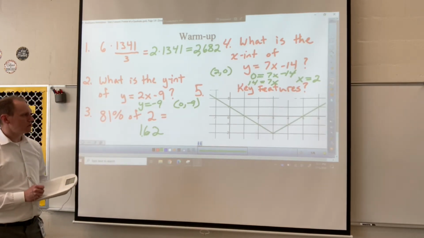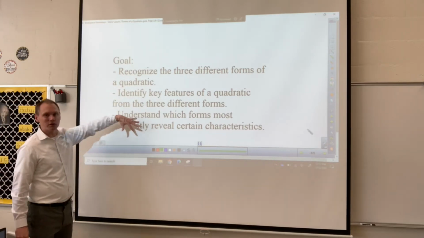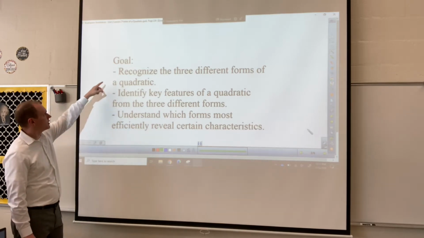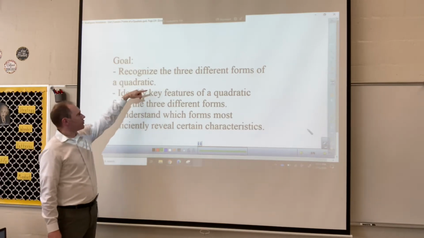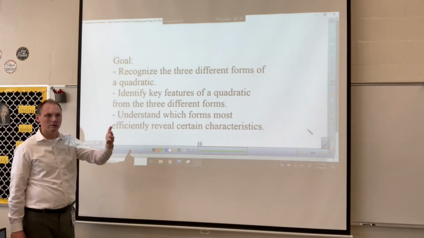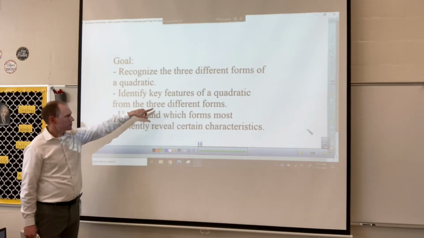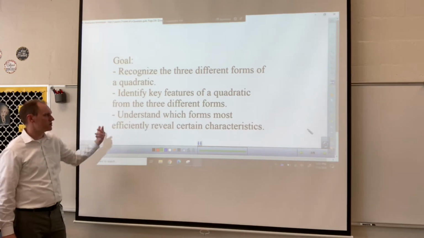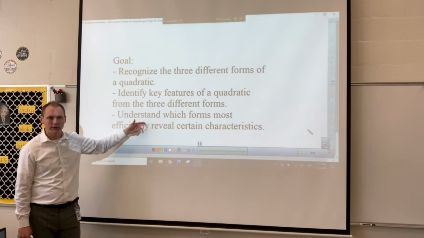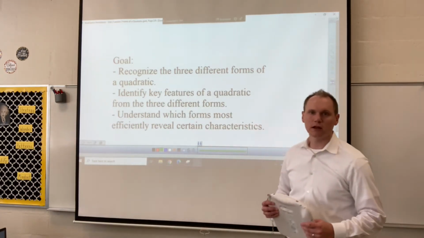All right, so let's go ahead and get into our lesson for today, in which we have 3 pretty large goals. This is going to extend a little bit into our next lesson as well. We're going to recognize the 3 different forms of a quadratic. As I mentioned last video, that's standard, vertex, and factored form. We're going to identify key features of a quadratic from those 3 forms, and then understand which form is best for certain characteristics. Certain forms reveal these characteristics more efficiently than others, and we're going to figure that out today as well.